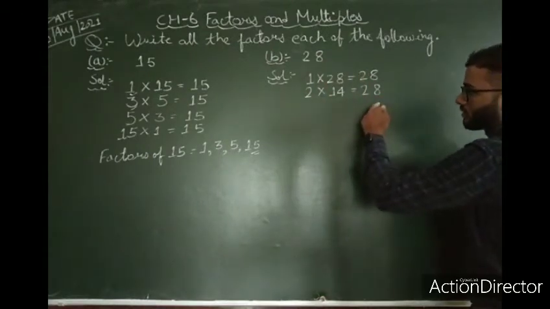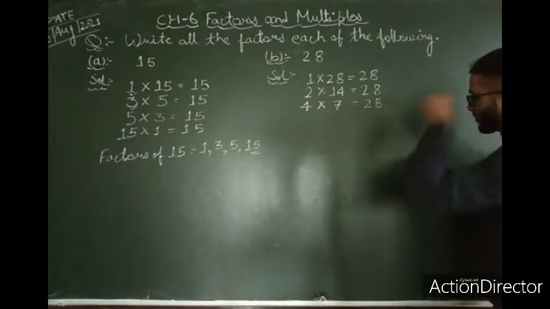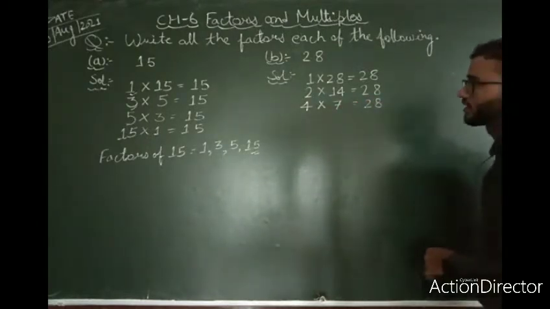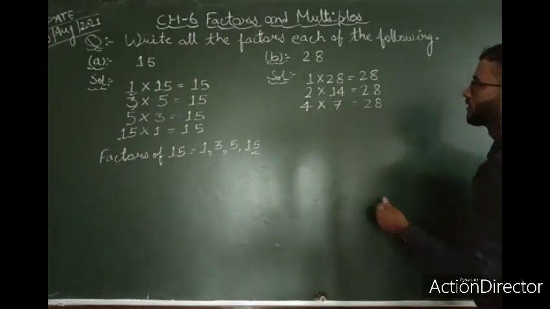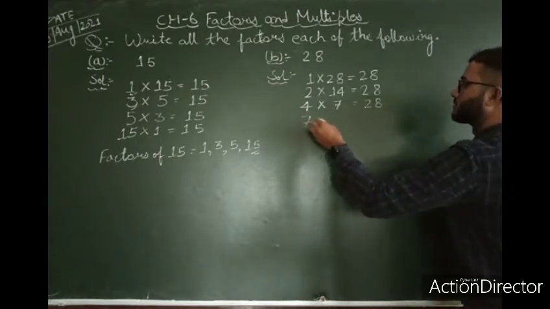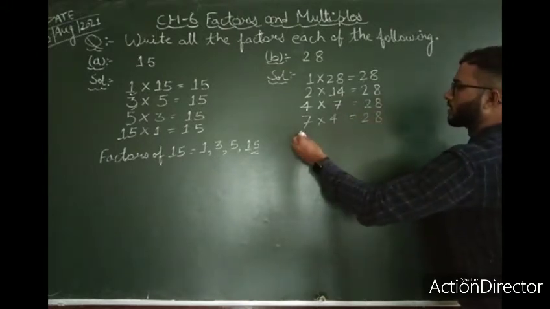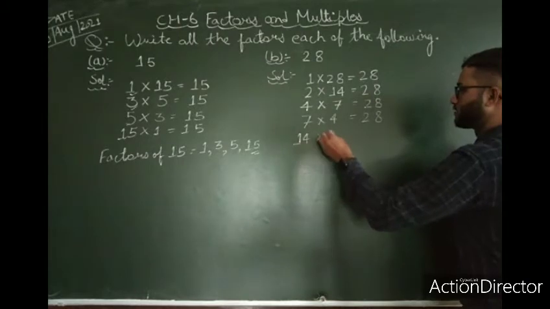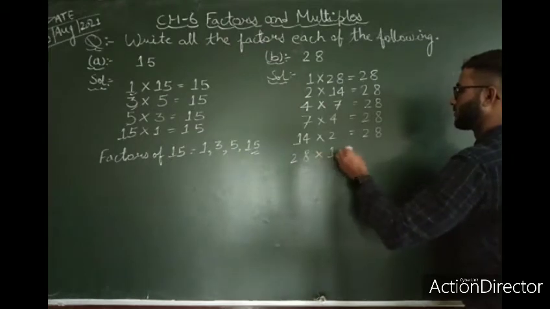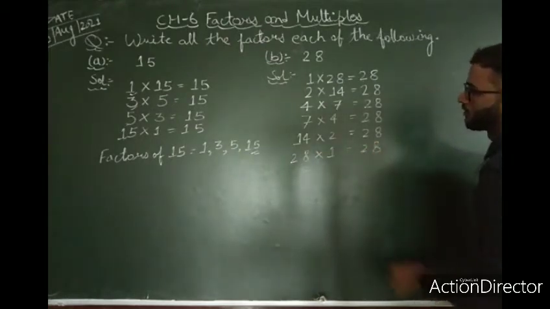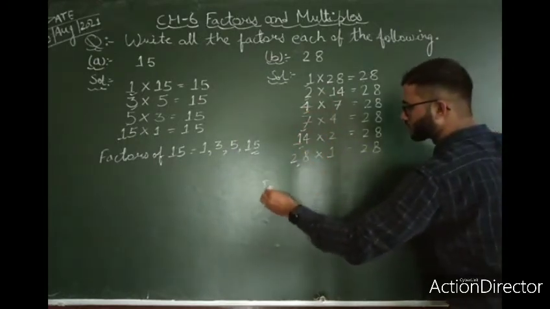28 is divisible by 4? Yes. 7 times. 4 7s are 28. Now what about 5? 28 is not divisible by 5. 6? No. 7? Yes. 7 4s are 28. Then 14. 14 2s are 28. Then 28 1s are 28. Now here we get a total of 1, 2, 3, 4, 5, 6 factors of 28 here.